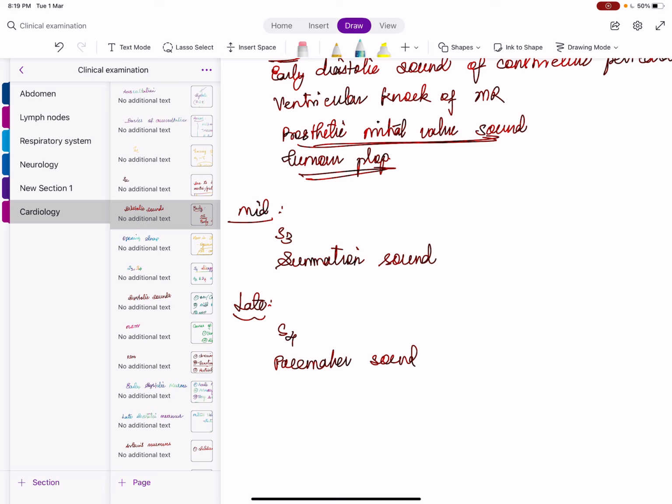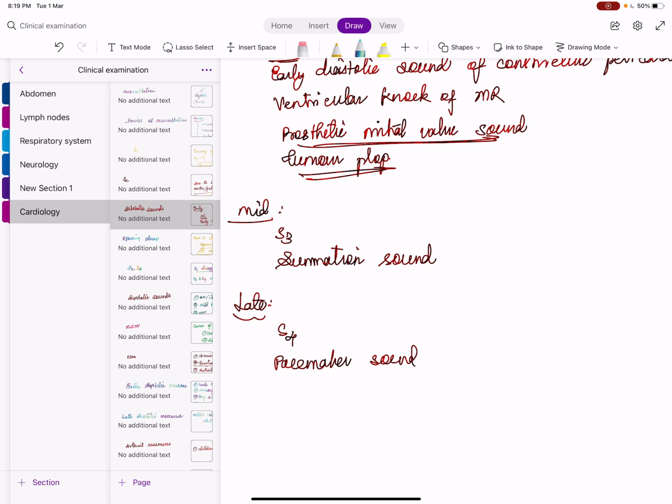If the sound increases in intensity when I go above, what does it mean? At the apex it is less than that of A2. When I go above, if the third sound becomes louder than the second sound, it means pulmonary hypertension. If it is of the same intensity, it is going to be an opening snap. So to differentiate these two, I told this point.